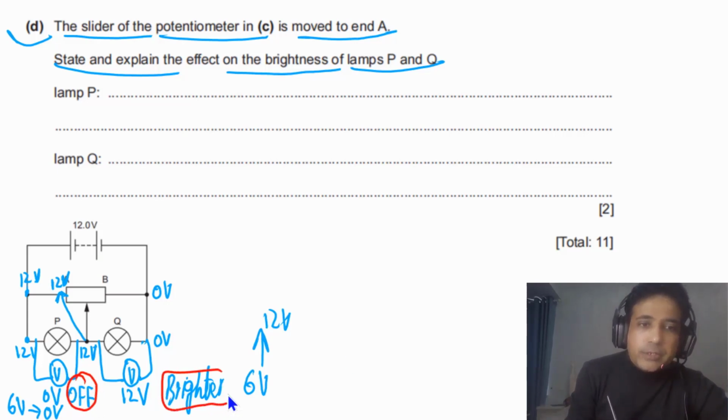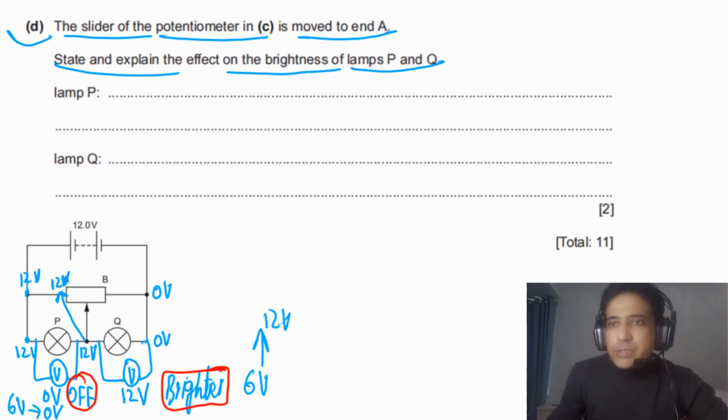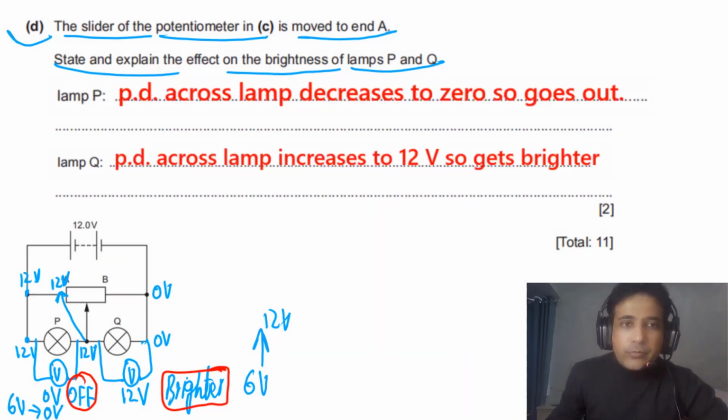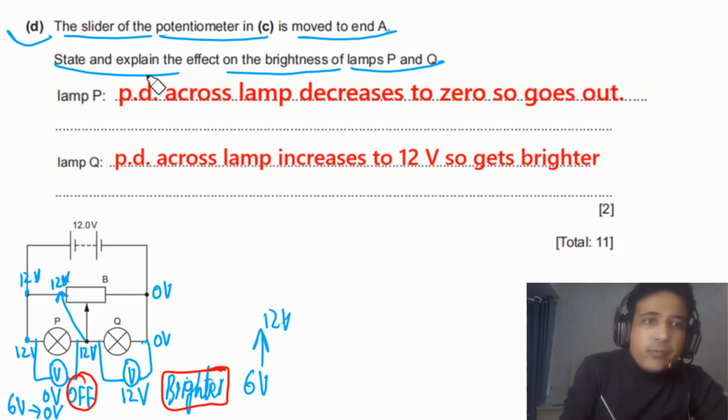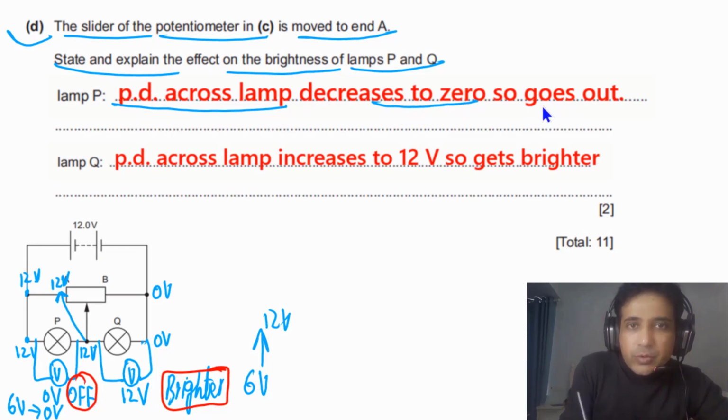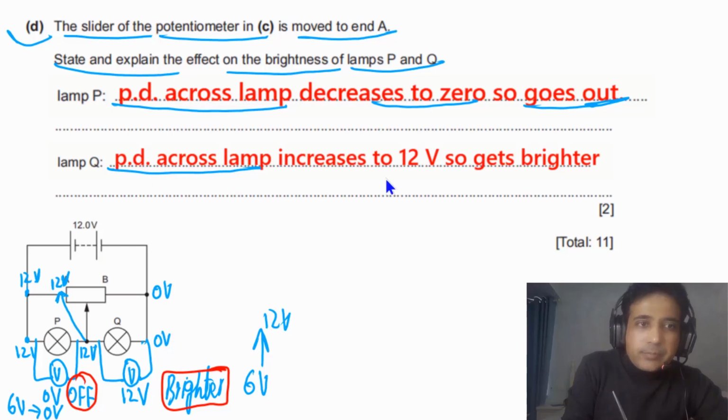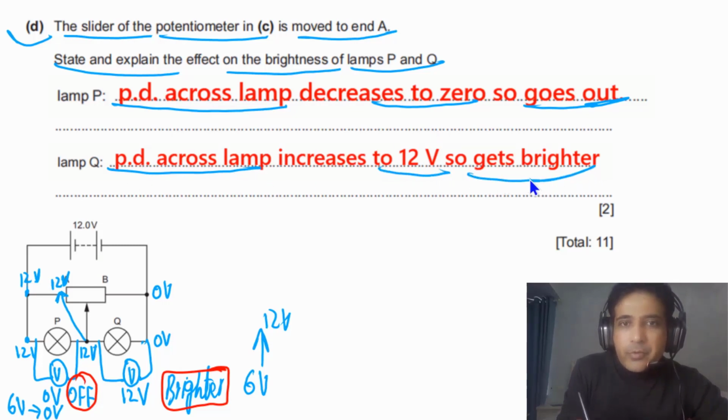These 2 points we simply need to write down. This is how you can write your answer. If you write down these 2 points, you will get 2 marks. For lamp P, you can say the PD across the lamp decreases to 0, so it will go out, it will be off. The PD across lamp Q increases to 12, means from 6 to 12, so this one will be brighter. If you write down these 2 points, you will get 2 marks.